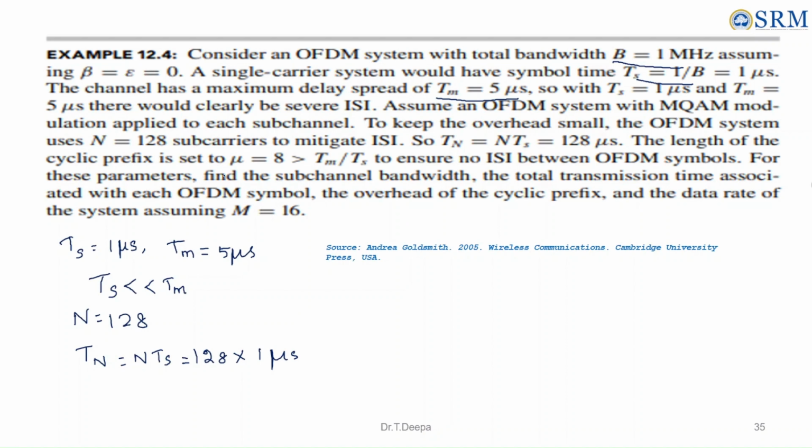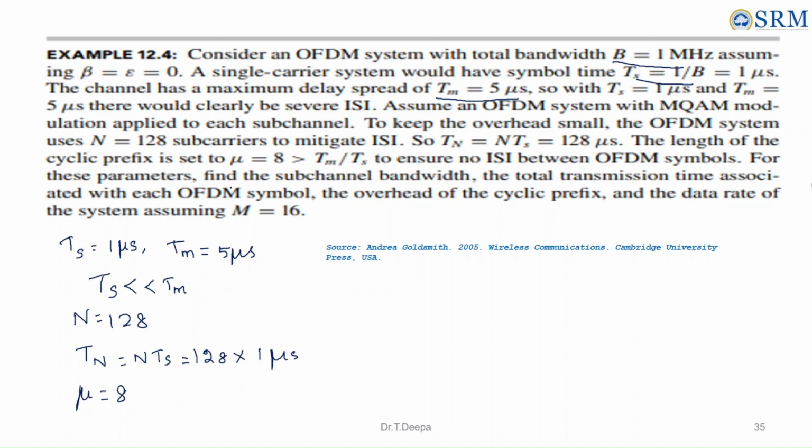The length of the cyclic prefix is set to mu, given as 8. The length of the cyclic prefix is 8 samples. To ensure no ISI between the OFDM symbols, it satisfies the condition that mu is greater than Tm by Ts.